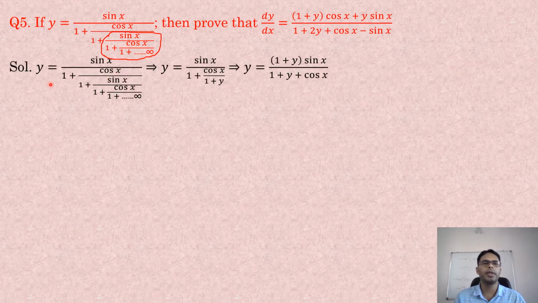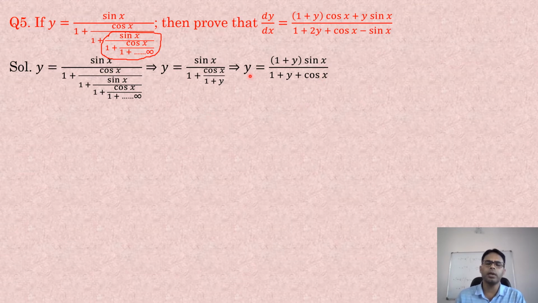So I am writing that. This is the given expression, y is equal to sin x divided by this, then y is equal to this sin x remaining the same, 1 plus cos x by 1 plus, these terms are actually y. So 1 plus y. Now simplifying, taking 1 plus y as the LCM, 1 plus y is multiplied with this one to give 1 plus y, then plus cos x, and 1 plus y goes to the numerator, multiplied by sin x. So this is our expression now.